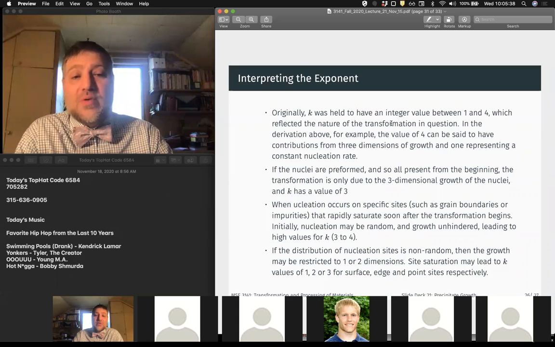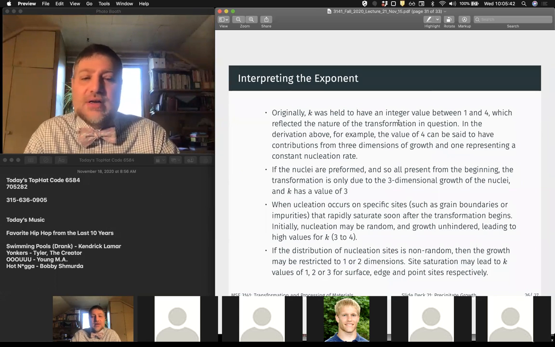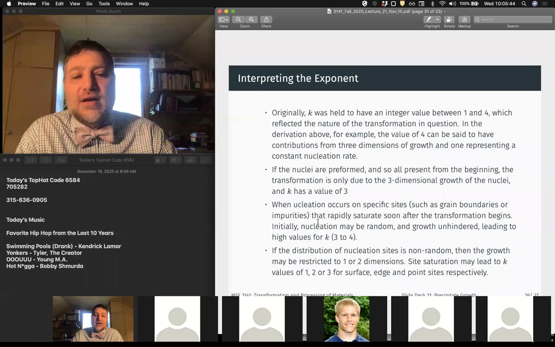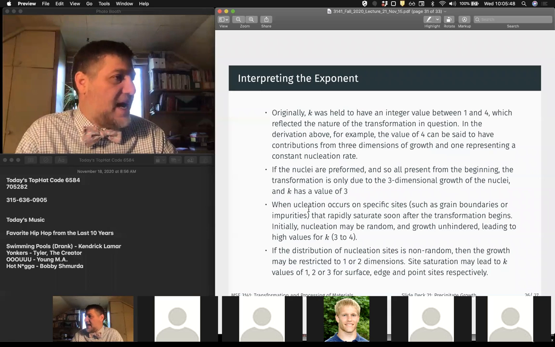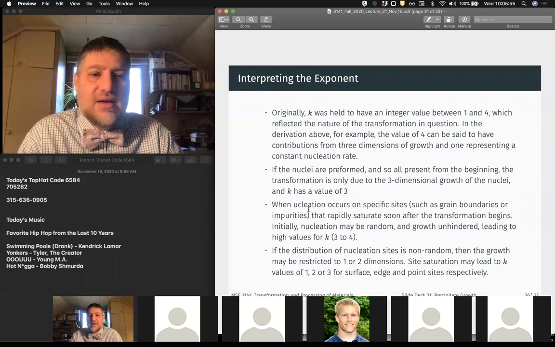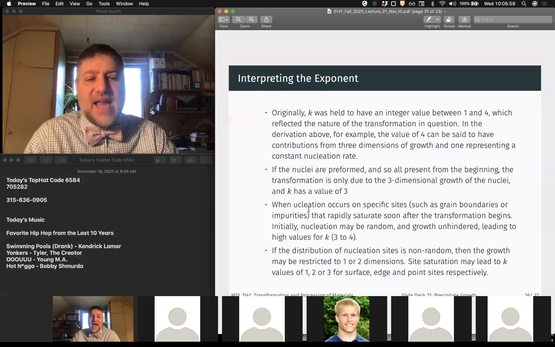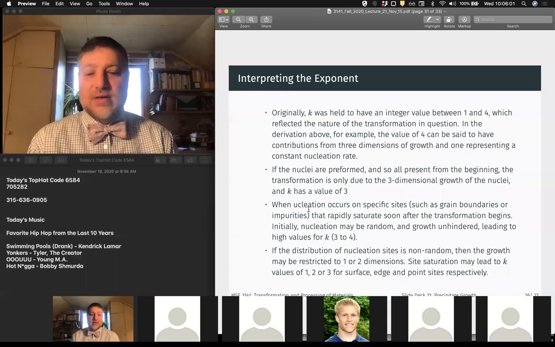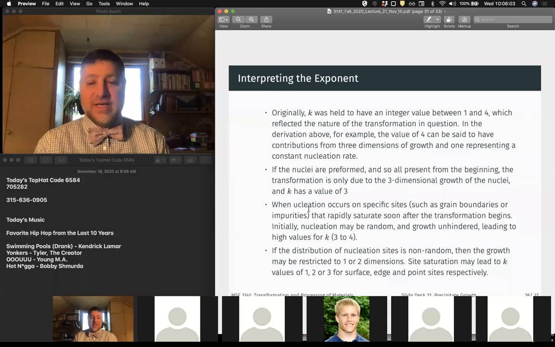Originally, when people first started analyzing it, they thought it should always be an integer. However, you can show that if you limit your nucleation to not be homogeneous and you only allow heterogeneous nucleation at certain sites, then the Avrami exponent will most definitely not be an integer. It will be a decimal, right?